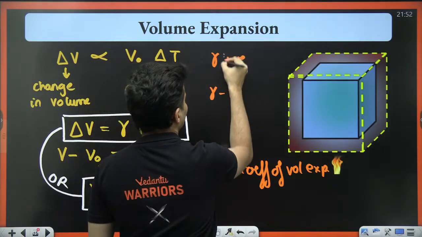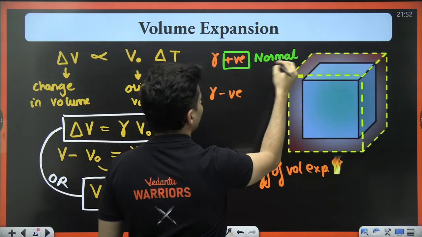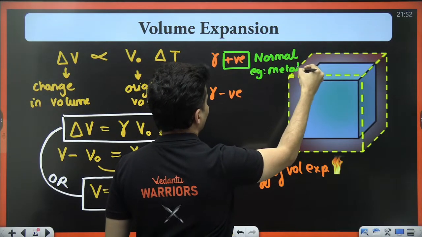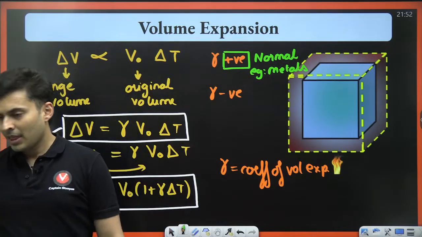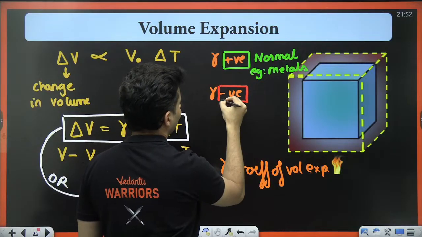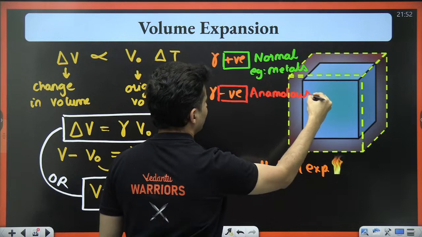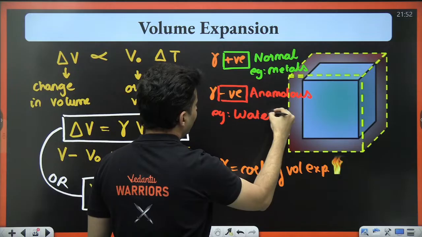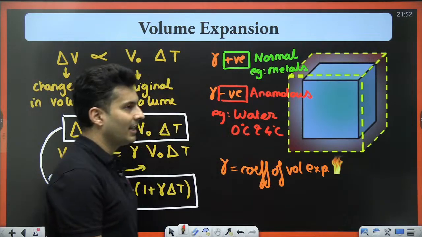This is normal behavior. Most of the bodies behave like this. Example, metals, wood, stone, all of them behave the same way. What about negative? This is also possible. This is called anomalous behavior. Anomalous behavior. Example, water between 0 degrees Celsius and 4 degrees Celsius behaves like that.